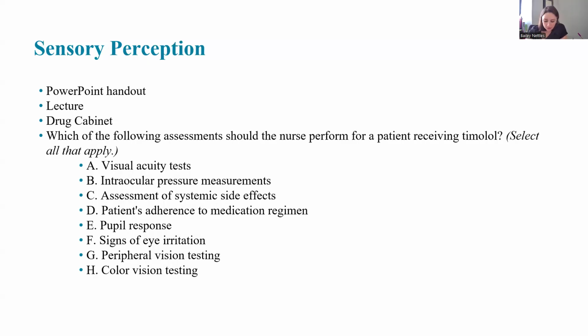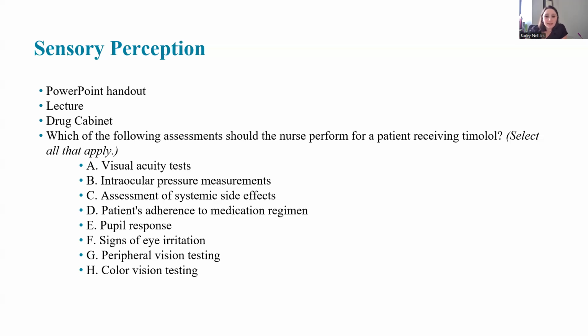All right, so now we have sensory perception. Remember, this is our glaucoma drugs, our eye exams, things like that. Okay, so our timolol. Which of the following assessments should the nurse perform for a patient receiving timolol for glaucoma? Should you do visual acuity tests? Maybe, right? We like it, but that's not my favorite. I wouldn't pick it.